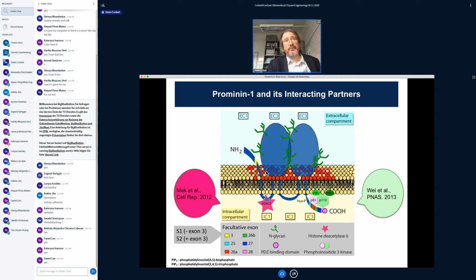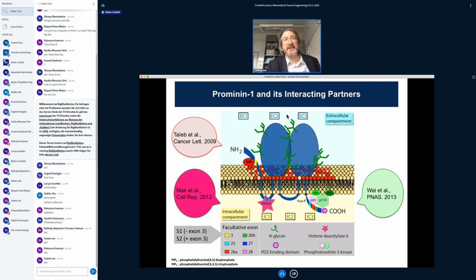And now you also have a group in France that has shown that prominin-1 has the binding site for a lipid called GM1. And now this makes all the sense, because I showed you, and we have shown before, that prominin-1 always co-localizes with this lipid in plasma membrane protrusions.